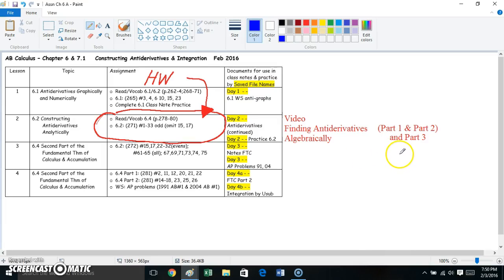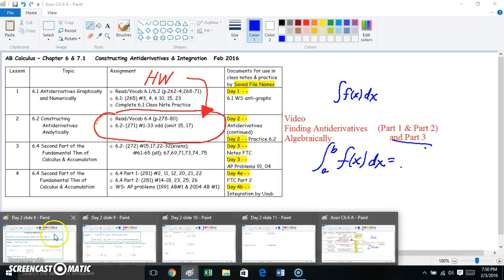In this video, we're going to wrap up the examples of finding antiderivatives, finding the integral. We've looked at finding the indefinite integral, for example, if it's just the integral of f of x dx. In part 3, we're going to look at the integral of f of x dx on the interval from a to b. That's called a definite integral.